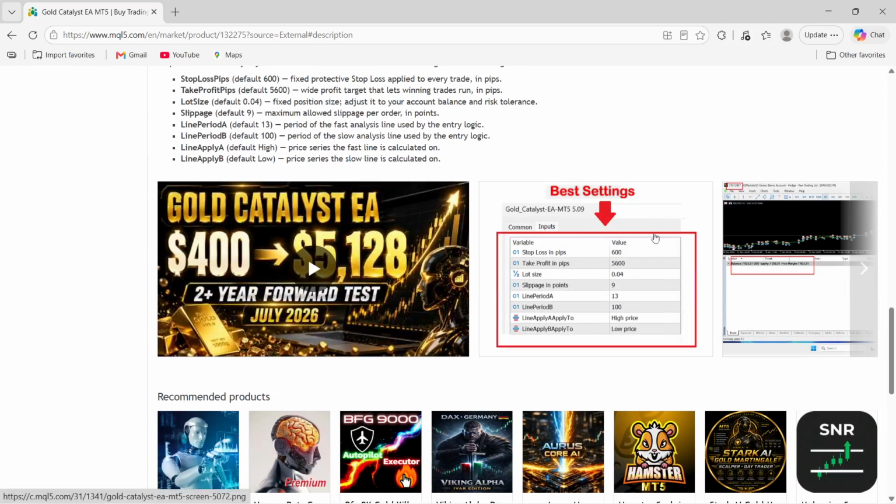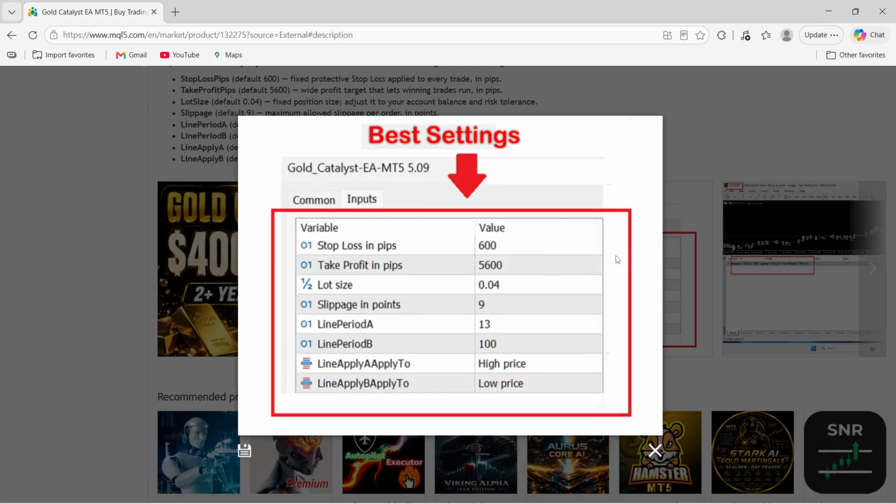All right. You can see some of the developer screenshots. Here it says the best settings for the EA. Stop loss in pips, you have a value of 600. Take profit in pips, we have 5,600. Lot size 0.04. Slippage in points 9. Line period A 13. Line period B 100. And what have you? So these are the best settings recommended by the developer himself for the best results.